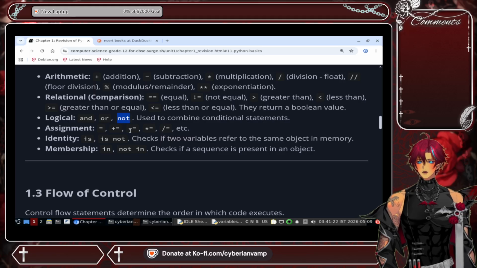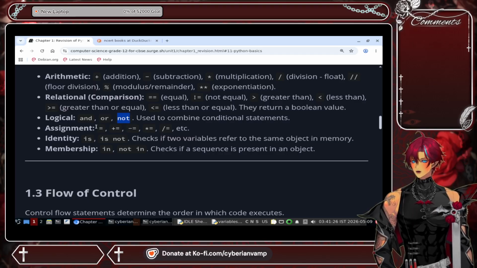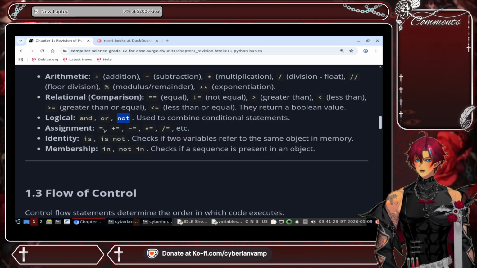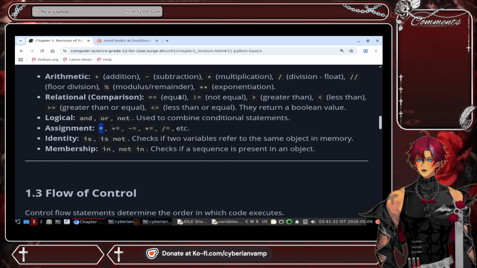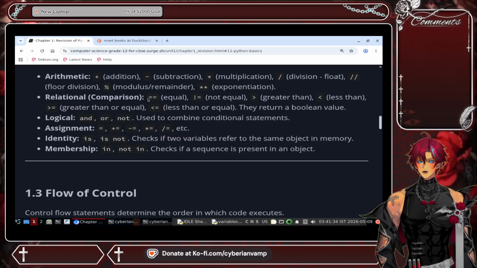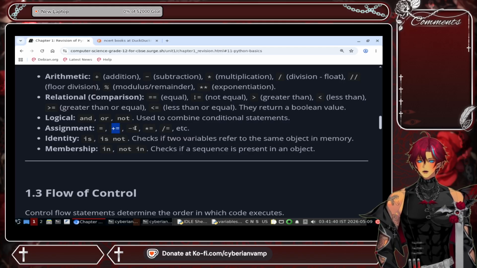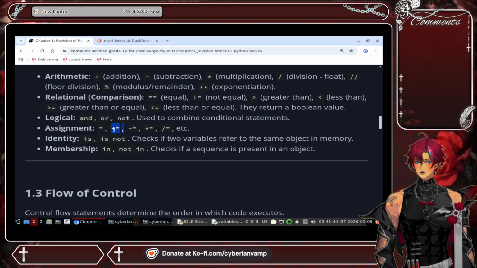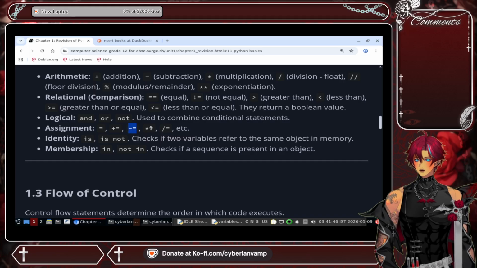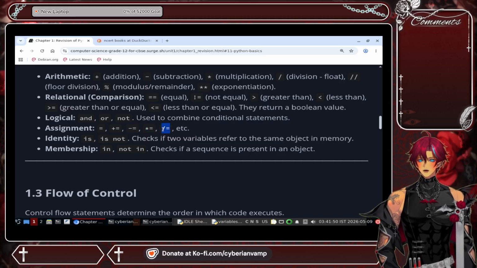And then we have assignment. When we talk about assignment, assignment is a single equal sign, but the equality operator is the double equal to. And then we have certain modifications of the assignment operator as well, such as the addition assignment, the subtraction assignment, the multiplication assignment, and the division assignment.